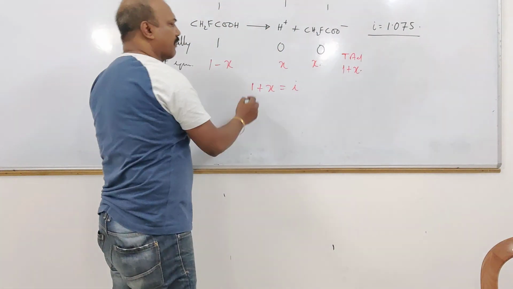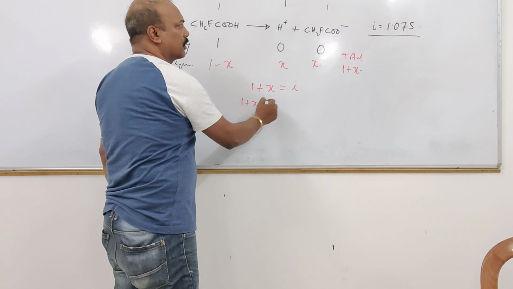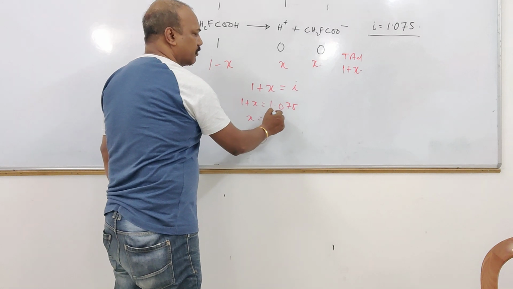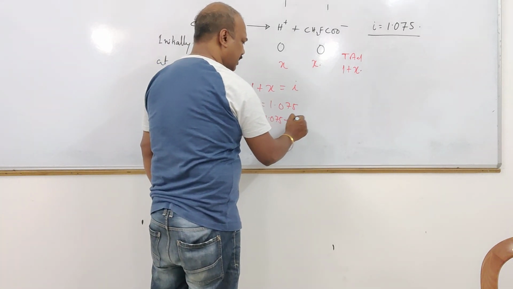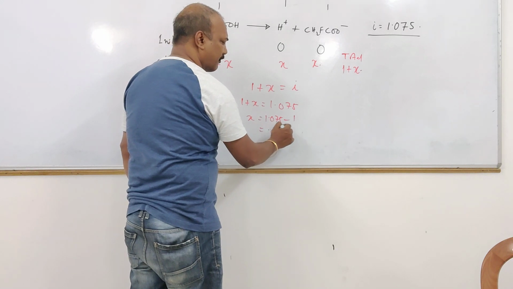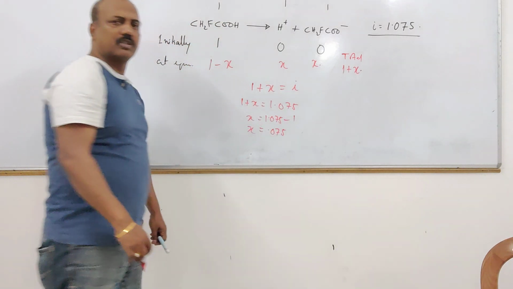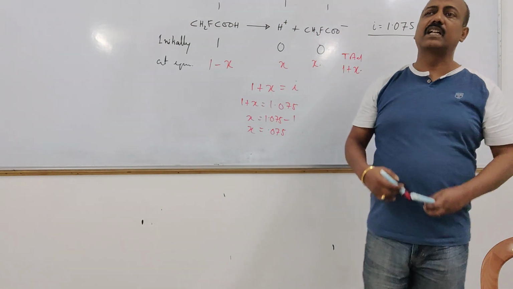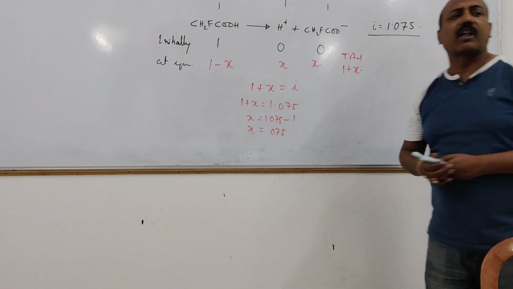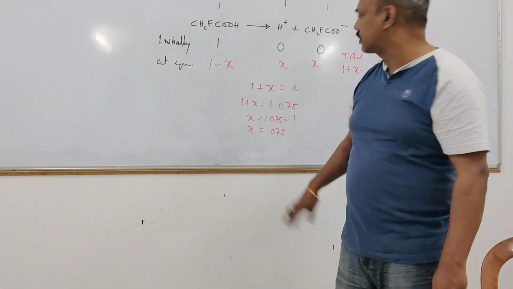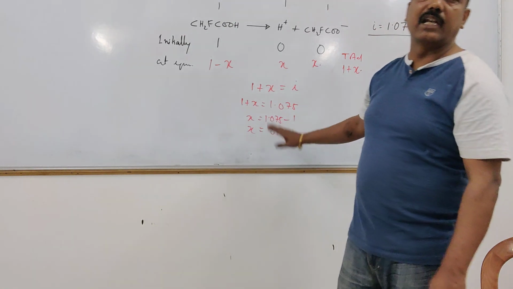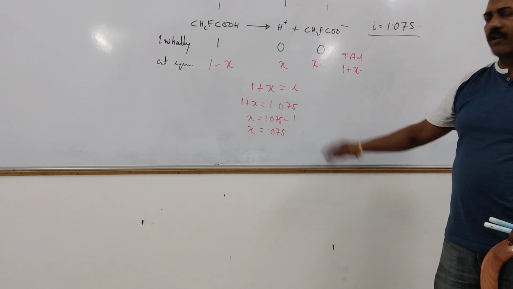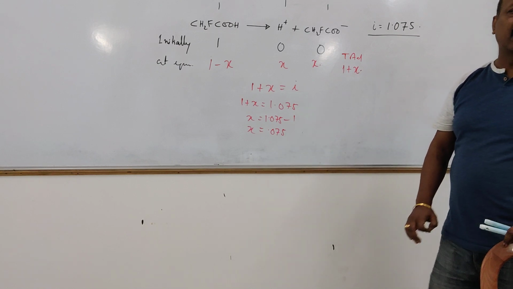So already we know the value of i. So 1 plus X should be equal to 1.075. So X is equal to how much? 1.075 minus 1, so that is equal to 0.075. So X is equal to 0.075. Right? Okay. What is X? X is nothing but the degree of dissociation. So if you are asked the degree of dissociation, it is 0.075. Clear? And if you are asked the percentage of dissociation, you just multiply it by 100, so that will be 7.5%. Is it clear? Okay.